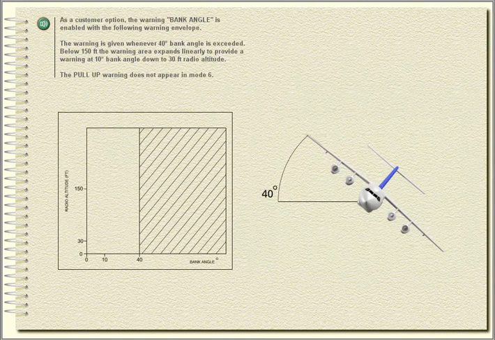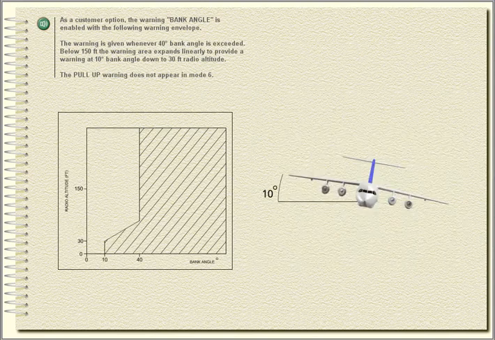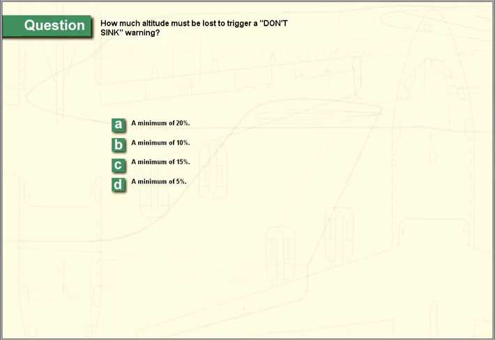As a customer option, the warning "Bank angle" is enabled with the following warning envelope. The warning is given whenever 40 degrees bank angle is exceeded. Below 150 feet, the warning area expands linearly to provide a warning at 10 degrees bank angle down to 30 feet radio altitude. The pull-up warning does not appear in Mode 6.